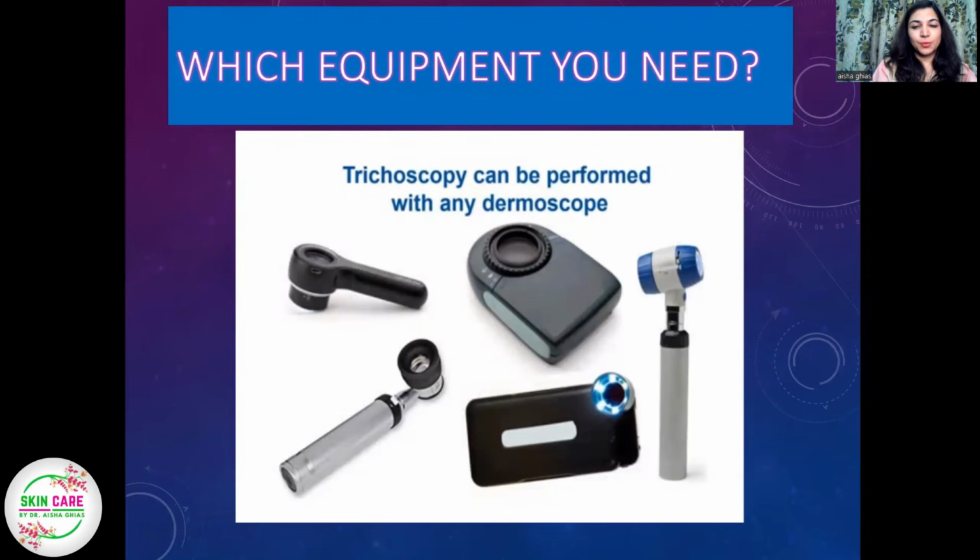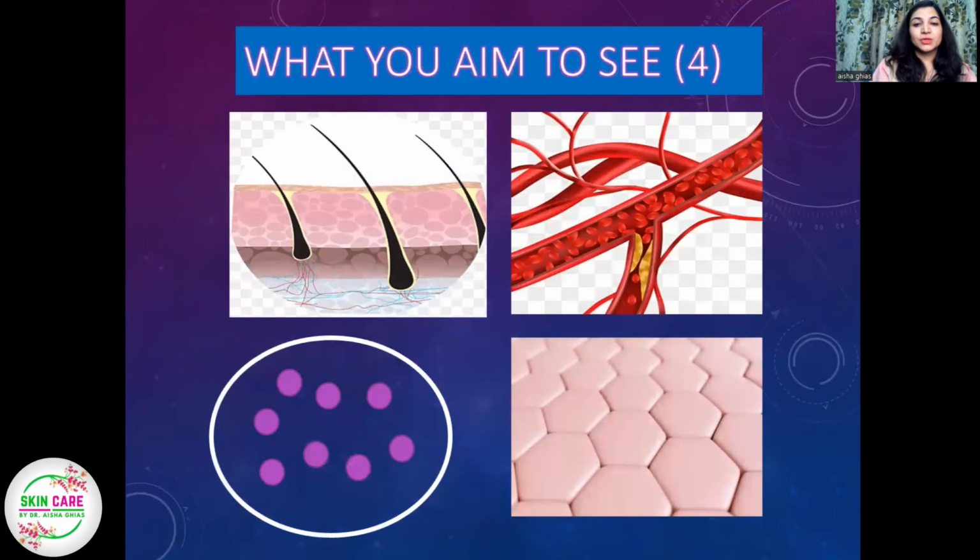So which equipment do you really need to go for trichoscopy? The traditional, the ordinary, the usual dermatoscope that you're having with you can work like a trichoscope. You just have to put it on the scalp and see for hair in particular. So what do you see?